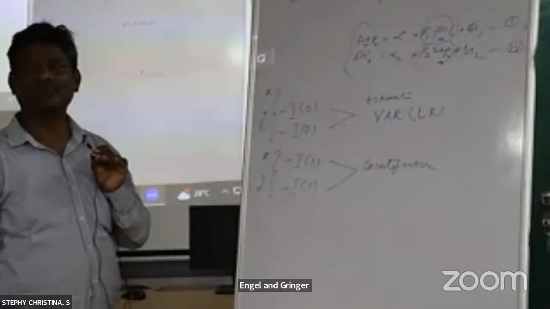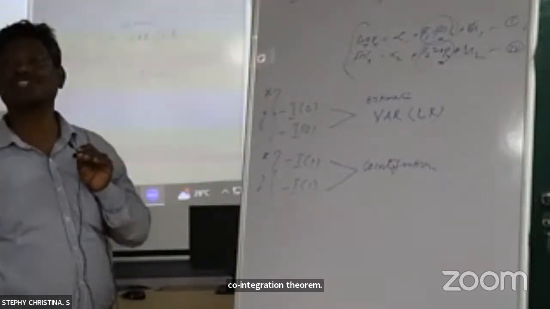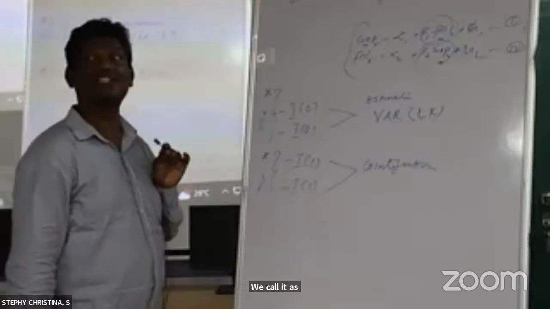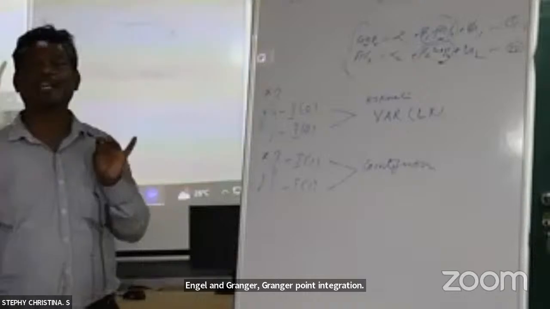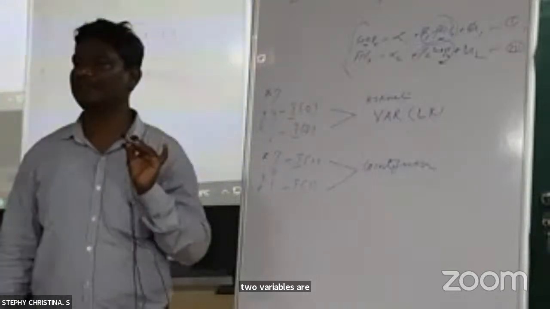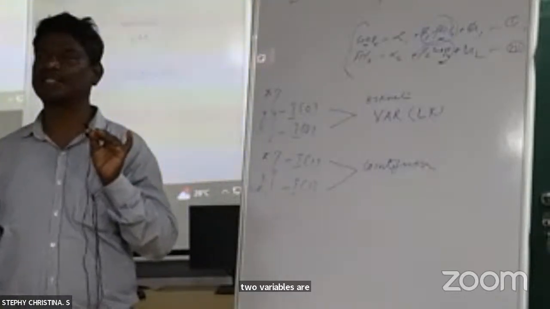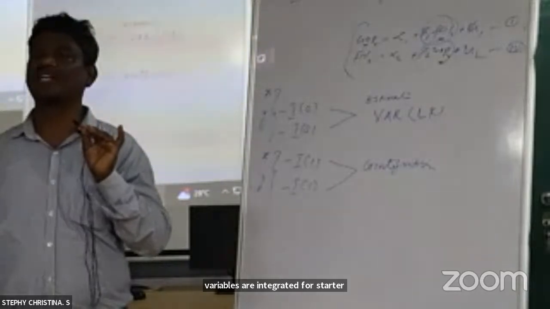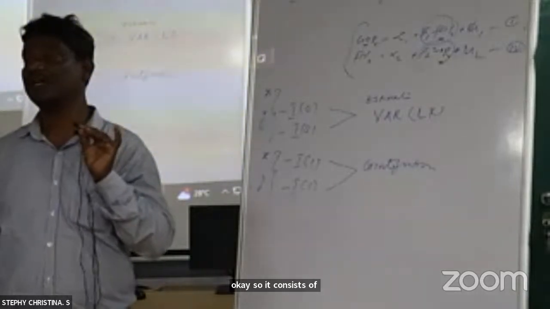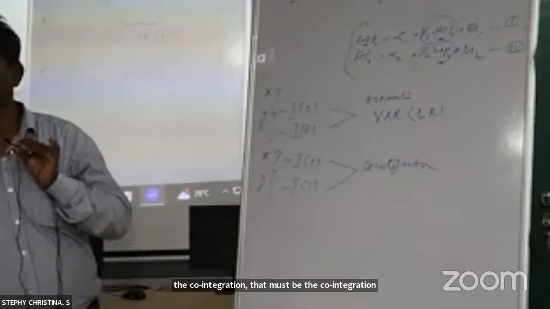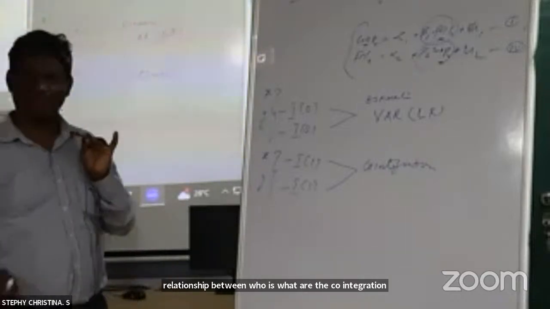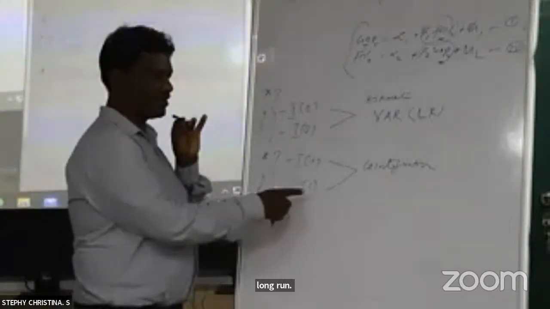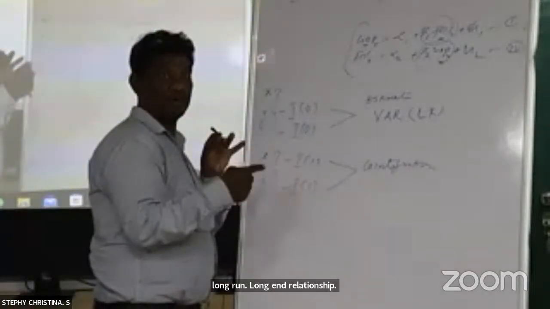We call it the Engle and Granger co-integration theorem. Two variables are integrated of first order. There must be a co-integration relationship between the two variables. What is co-integration? Co-integration is a long run relation.